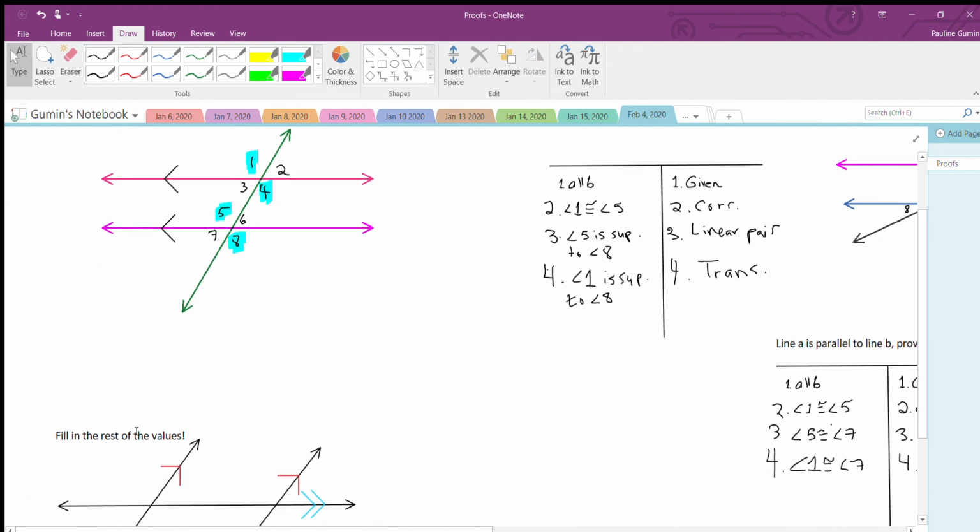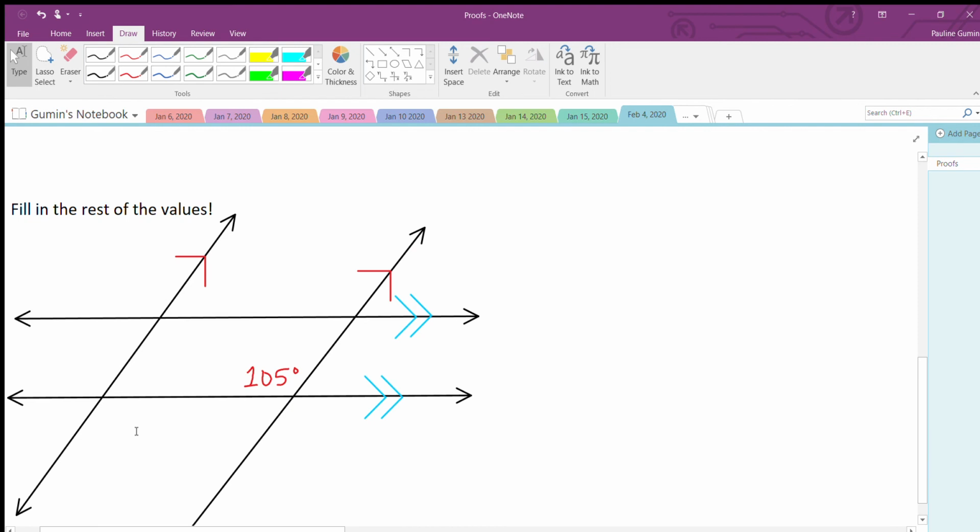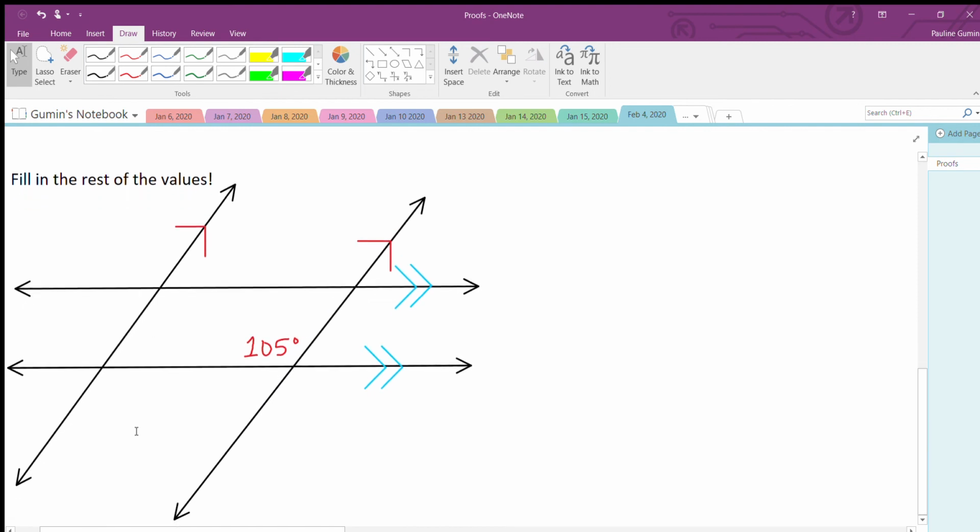Okay, let's step away from proofs and just fill in the values of these angles. First things first, I noticed these little arrows. These two lines are parallel to each other, and these two lines are parallel to each other. So everything is parallel to everything. Let's start filling things in.